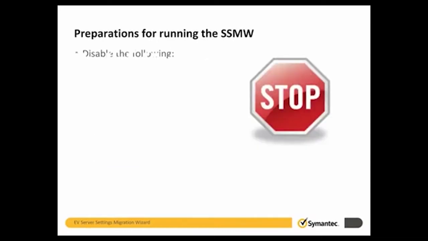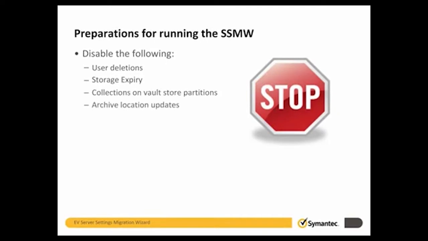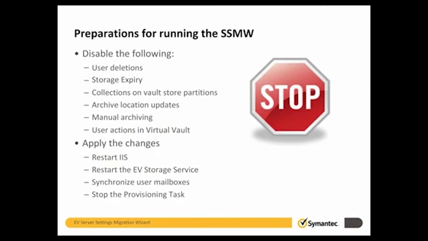The following operations should be disabled before creating the migration package: user deletions, storage expiry, collections on the Vault Store partitions, archive location updates, manual archiving, and user actions in Virtual Vault. To apply the changes, a restart of IIS and the EV storage service is required, along with the synchronization of the mailboxes and stopping the provisioning task. Performing these procedures will ensure that the data is migrated, is static, and consistent after the migration.